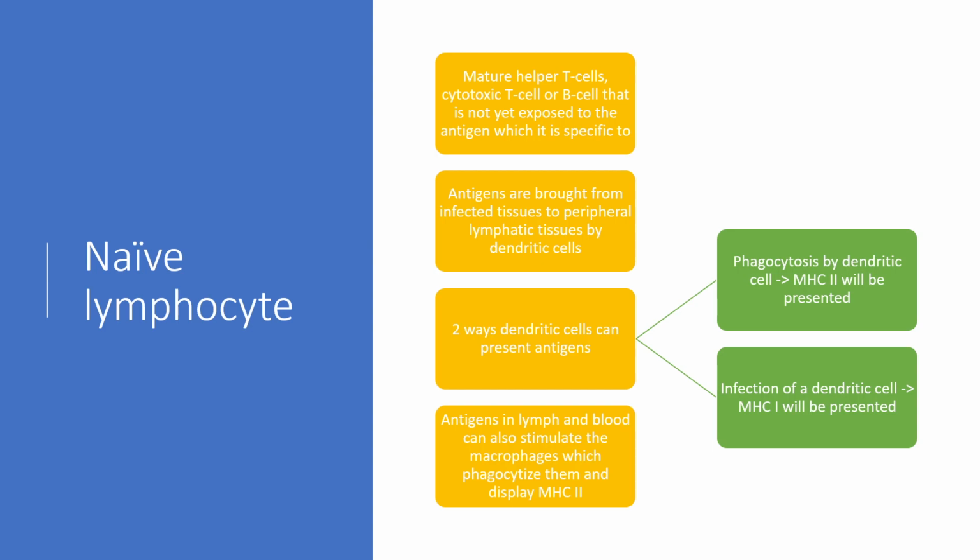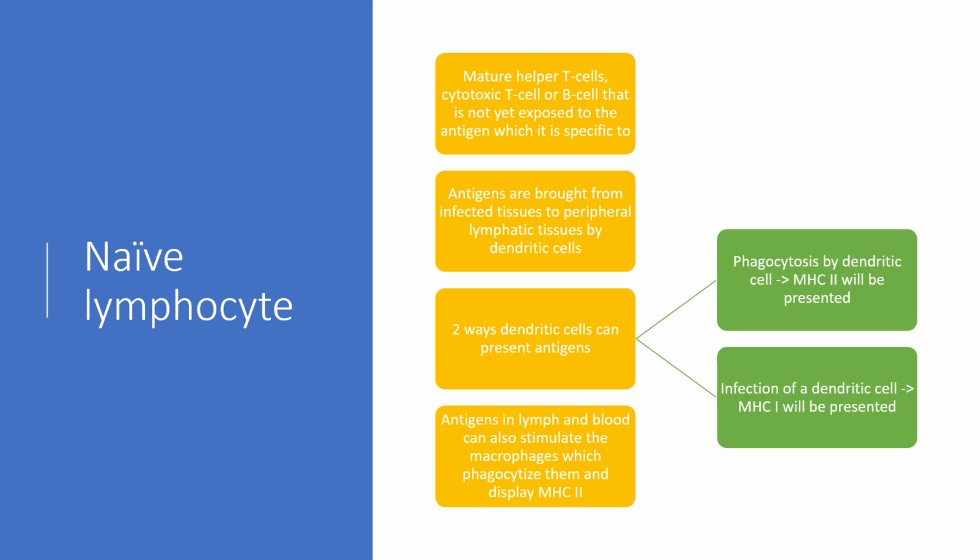So we have our naive lymphocytes. Naive lymphocytes are our mature helper T cells, cytotoxic T cells, or B cells that are not yet exposed to the antigen which they are specific to. If you watch the anime later, the naive lymphocyte is represented by a young T cell, which is comparatively a lot smaller than its mature counterparts. Antigens are brought from infected tissues to peripheral lymphatic tissues by our dendritic cells. So in the anime, the dendritic cell actually activates the naive T cell.